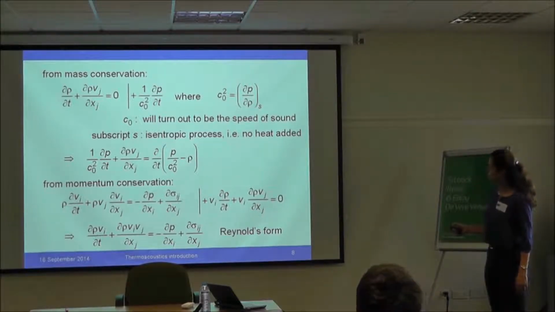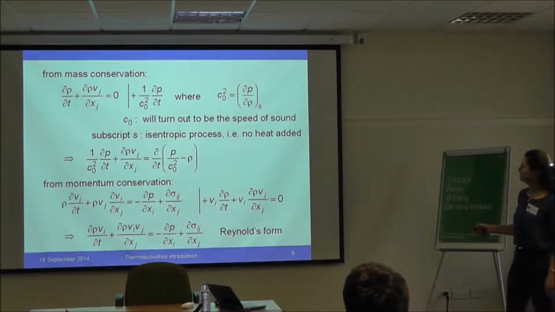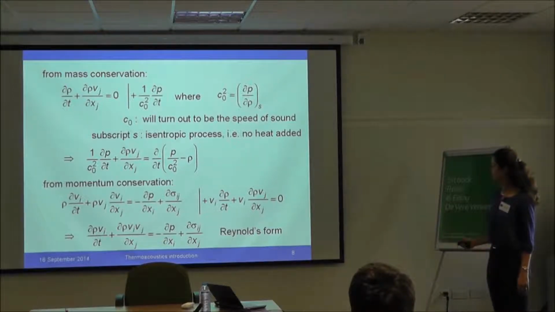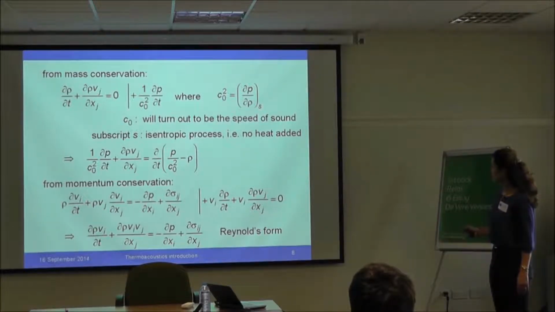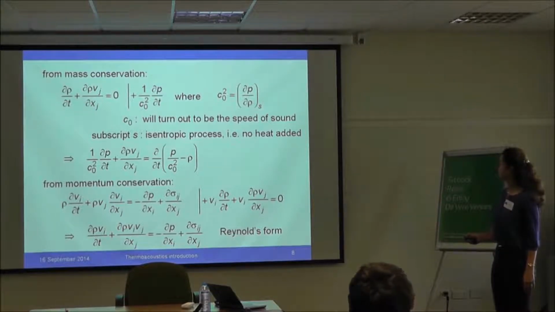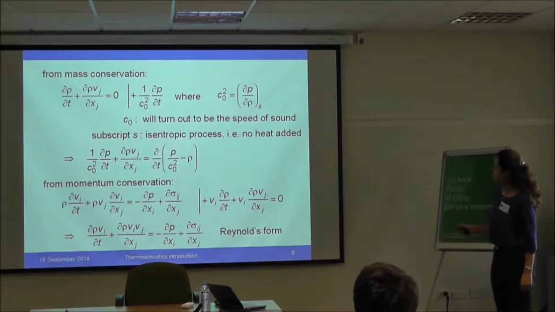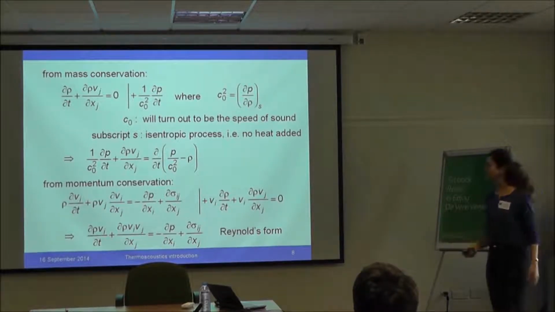So the manipulation you have to do to the mass conservation is you have to add this term 1 over c naught squared dp by dt, where c naught squared is this derivative dp by dρ at constant entropy. And the c naught, at this stage, is just a definition, but it will turn out to be the speed of sound. And the subscript s indicates that we have an isentropic process, in other words, no heat added. So if you just add this term to the mass conservation, you can write it like that. So that's basically just some terms added on the left and the right. It's exactly the same equation, basically.